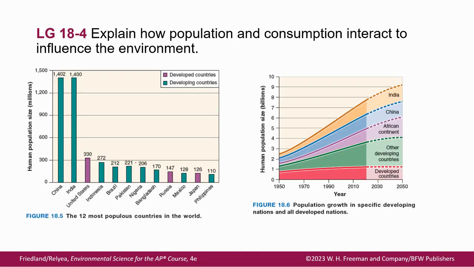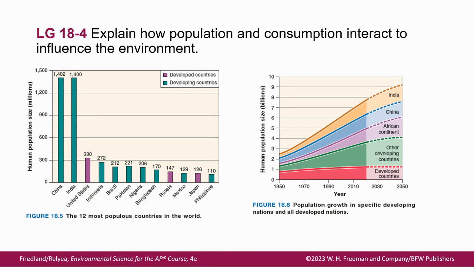So looking at these charts right here, you can see human population size. China and India are still developing countries, believe it or not. They do have some big cities, but especially India is still developing to be kind of where the United States is right now. And most of China is pretty well underdeveloped. So whenever these countries start to develop, hopefully their populations level off. And then the population growth is specific to developing nations and all developed nations.